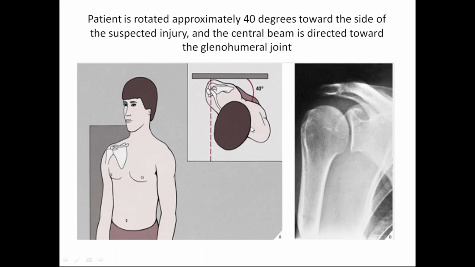This image shows how to get the AP view of the shoulder joint. Here the cassette is placed behind the patient and the patient is rotated approximately 40 degrees toward the affected side, and the central beam of rays is directed towards the glenohumeral joint. So this is the true AP view of the shoulder joint. Here we can clearly see the contour of the humerus head and glenoid cavity.